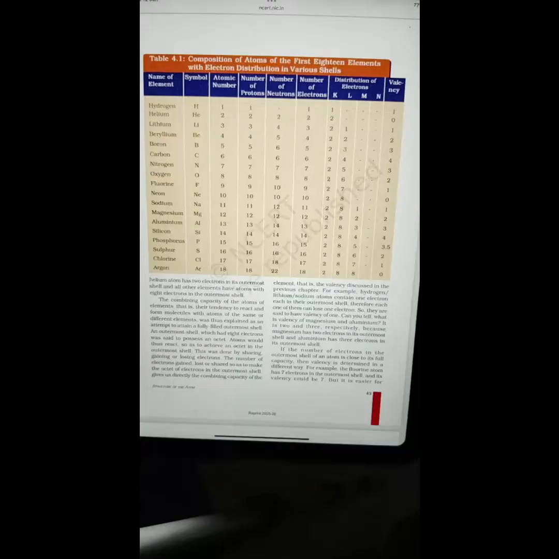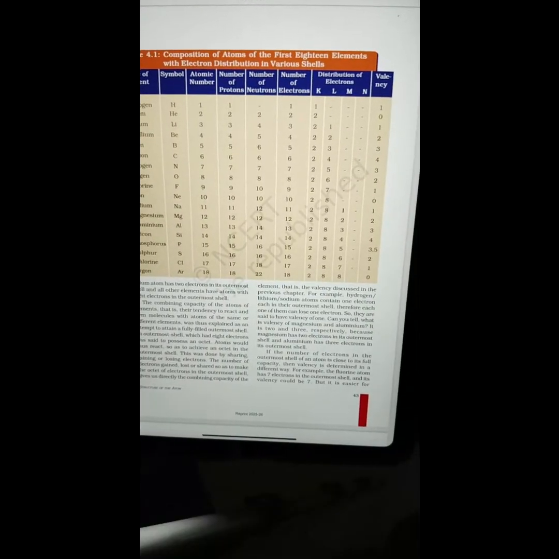If the number of electrons in the outermost shell of an atom is close to its full capacity, then valency is determined in a different way. For example, the fluorine atom has 7 electrons in its outermost shell and its valency could be 7, but it is easier for. Before I proceed to the next page, table 4.1 is very important for you.